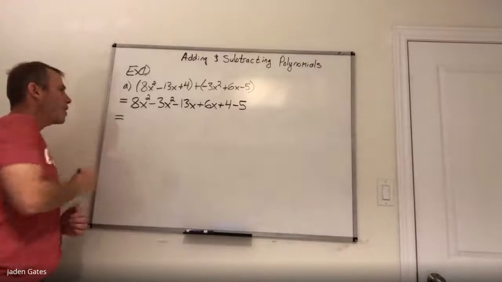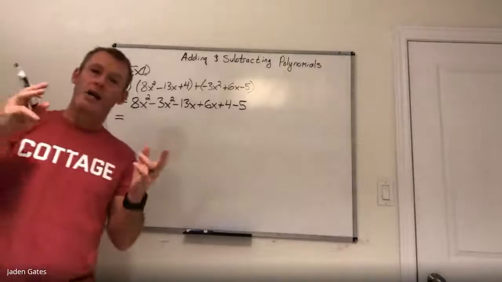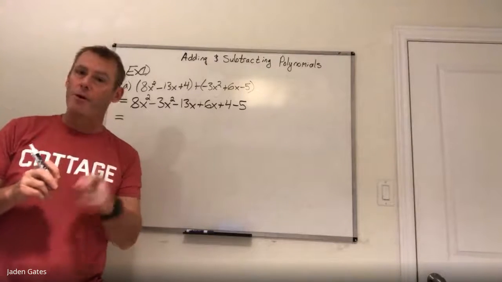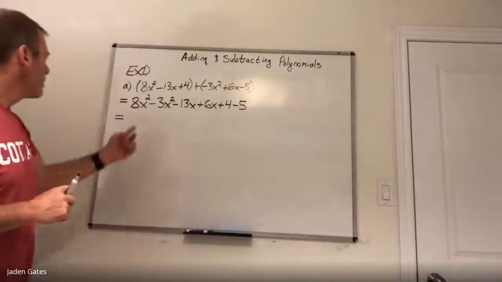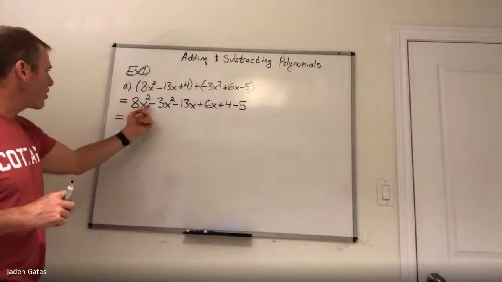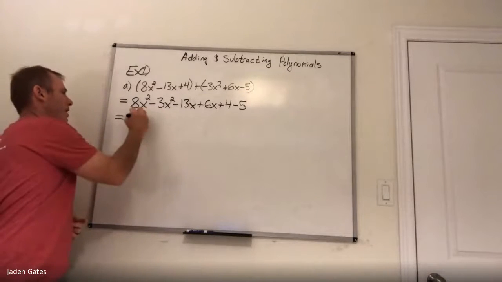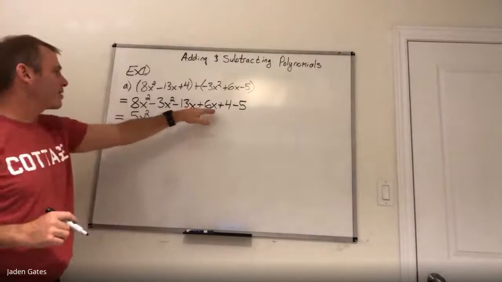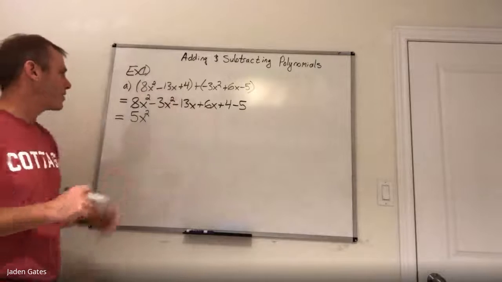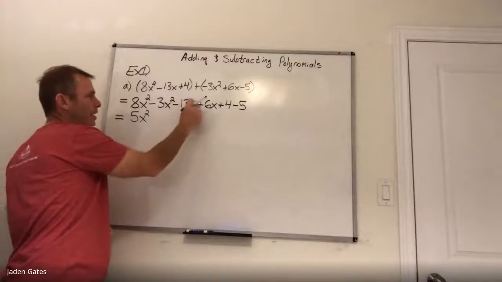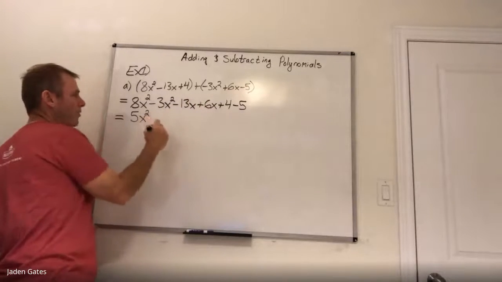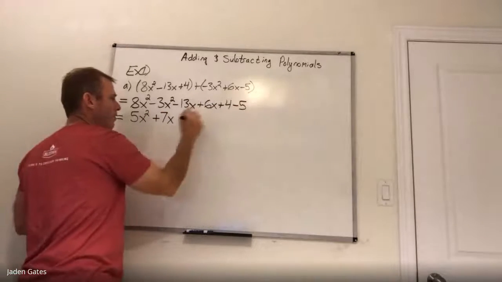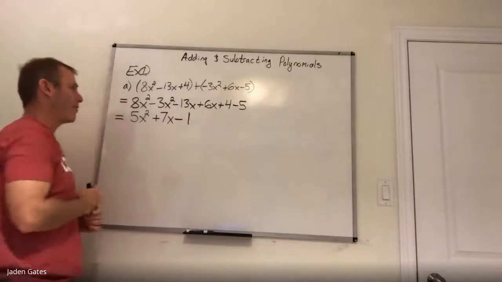Now, what I need to do is collect like terms. Again, those are terms I'm going to put together that have the same variable, but they also have to have the same exponent. If I put together 8x squared minus 3x squared, I get 5x squared. Now, because the x's have a different exponent, I'm going to put the x's together. Minus 13x plus 6x, I believe I'm at positive 7x. And then when you have 4 minus 5, I'm going to have a negative 1.